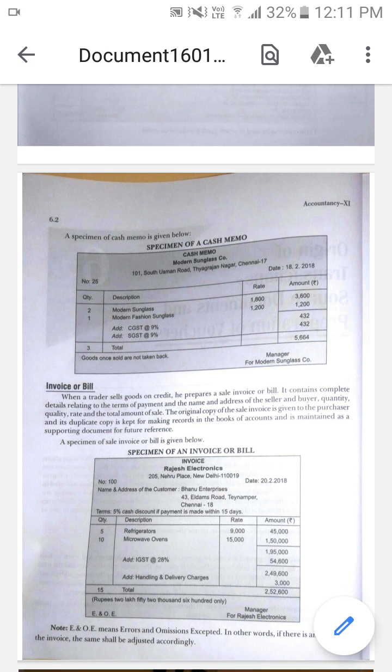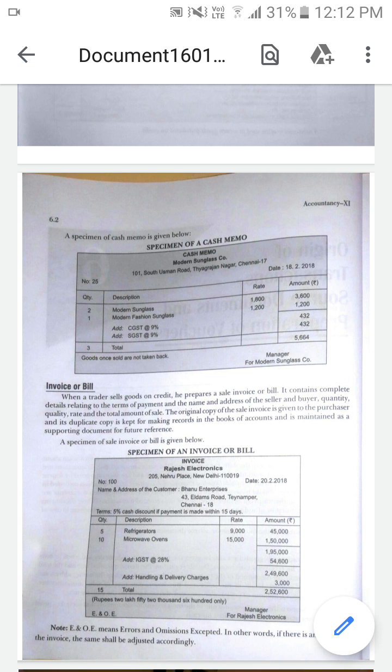Okay, and in this they are adding the IGST. That is also one of the taxes. Okay, that is goods and service tax. IGST, CGST. GST is a goods and service tax. Okay, goods and service tax.